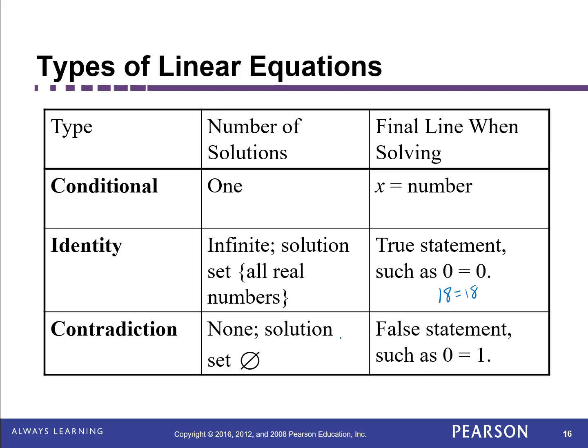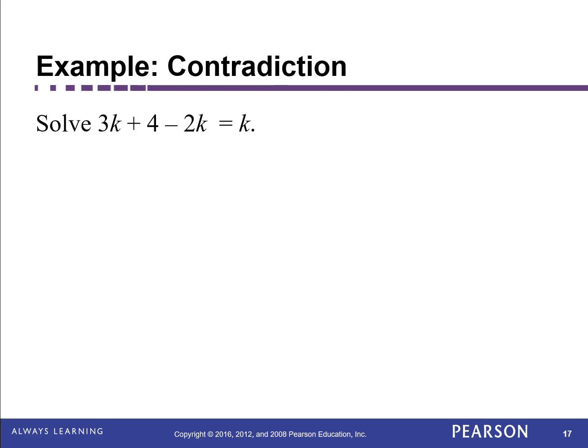You could also end up with a contradiction, which means that you have no solutions. And that's usually when you wind up with a false statement, like 0 equals 1. 0 doesn't equal 1. Or maybe you wind up with 5 equals 17. That's also a false statement. Not true. If it comes up with a false statement at the end, that's a contradiction, and then you have no solution set.